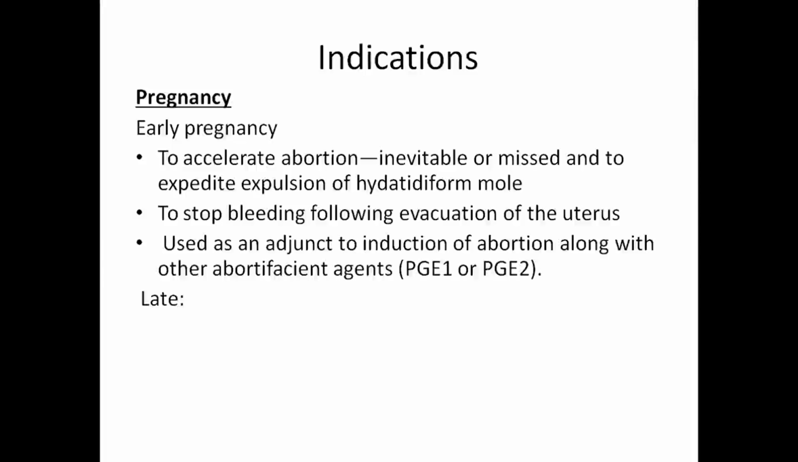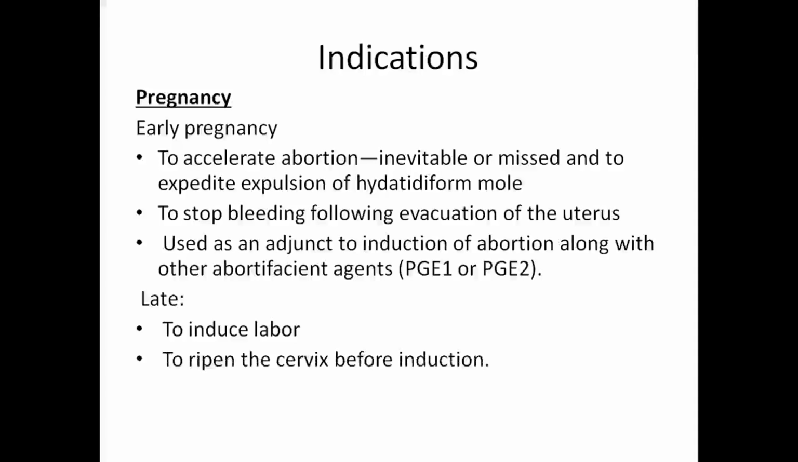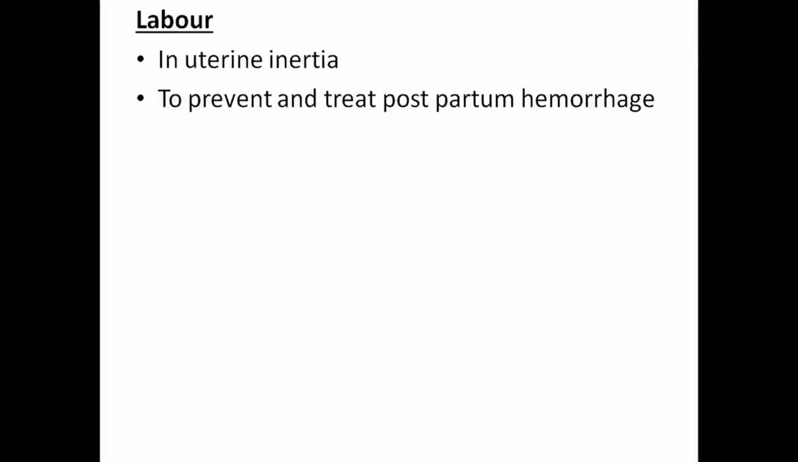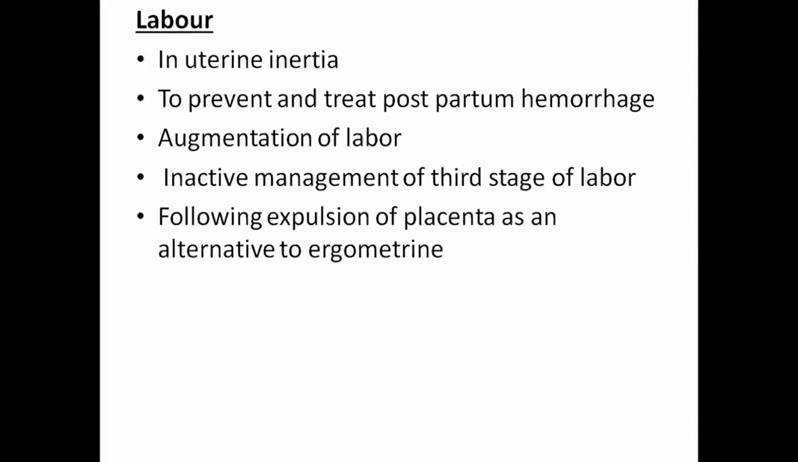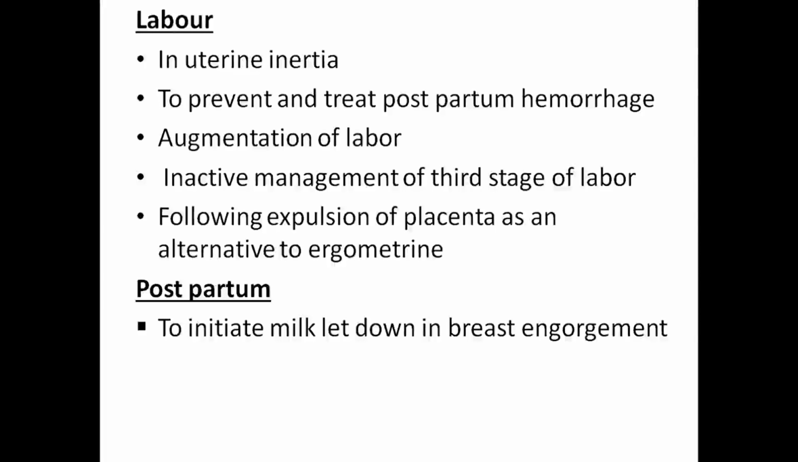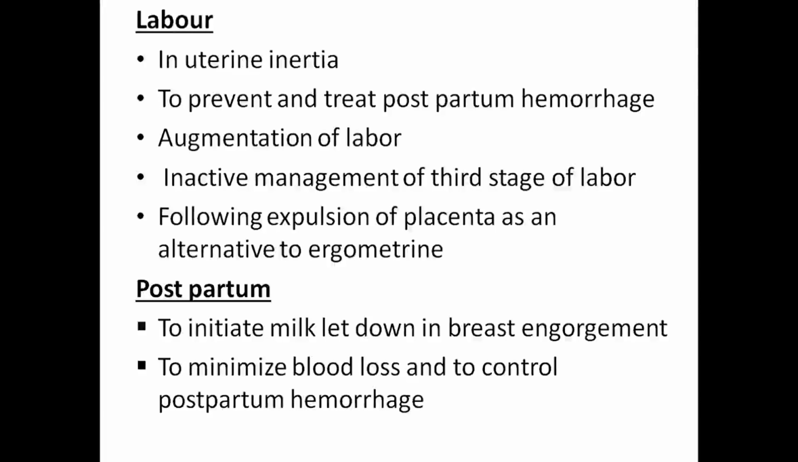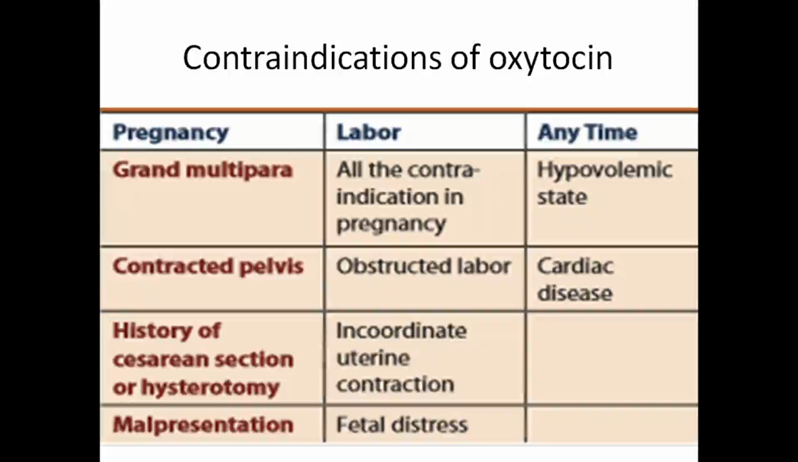In late pregnancy, it can be used to induce labor, to ripen the cervix before the induction, for augmentation of labor, and for uterine inertia. During labor, it is used in uterine inertia, to prevent and treat postpartum hemorrhage, for augmentation of labor, and in active management of the third stage of labor following expulsion of the placenta as an alternative to ergometrine. During the postpartum period, it initiates the milk letdown reflex in breast engorgement and minimizes blood loss and controls postpartum hemorrhage.